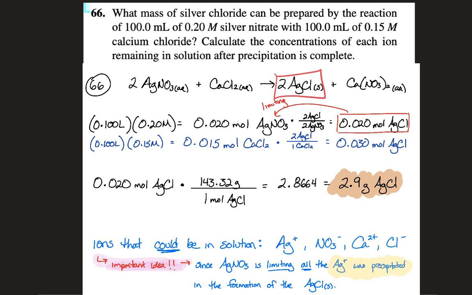Right? Because that is the ion that's precipitating. NO3 is a spectator. NO3 will never precipitate. But this silver right here, this Ag, it precipitated as AgCl. And because AgNO3 was limiting, that means that we precipitated all of that silver. All of that silver came out of solution. So there's no silver still in solution here, right? It's the limiting reactant. Okay, let's hop over to the next slide and let's put some numbers to all this stuff.